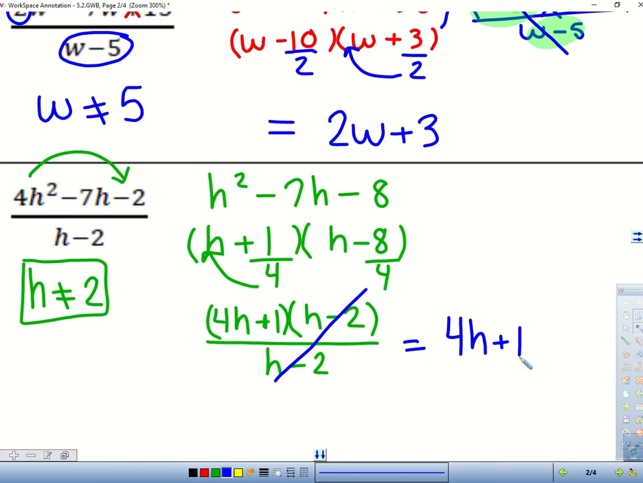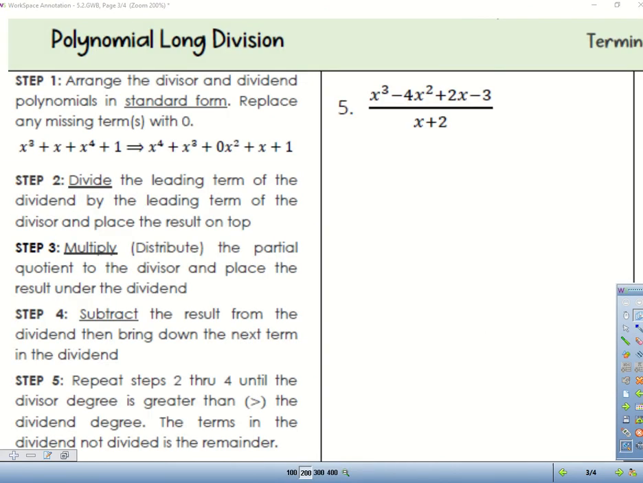You understand it? You ready to try long division now? It's going to be okay. You're going to like it, I promise. So now we're going to go into polynomial long division. I'm not going to read out all of these steps to you because you're not going to understand what they mean right now. So I'm going to show you how it works.